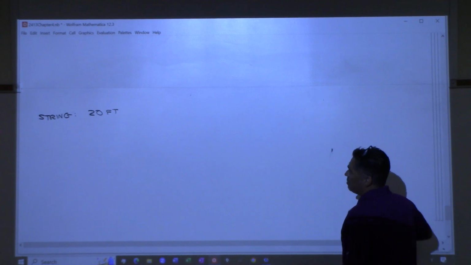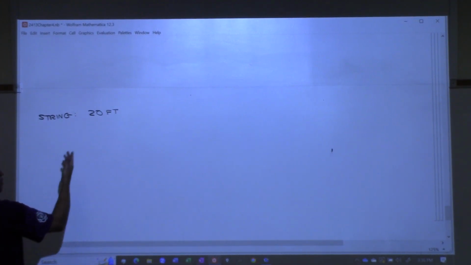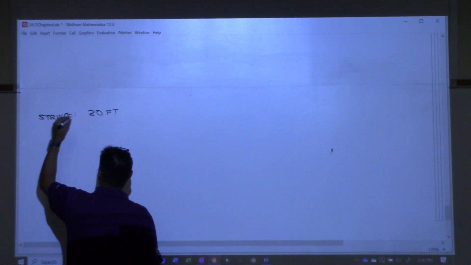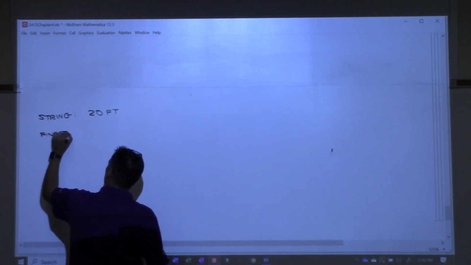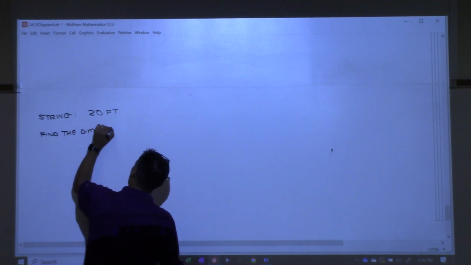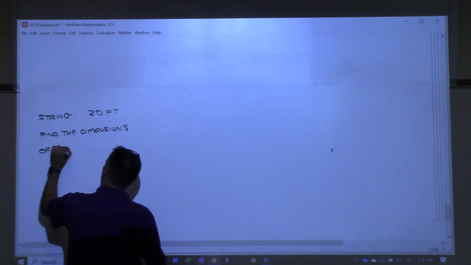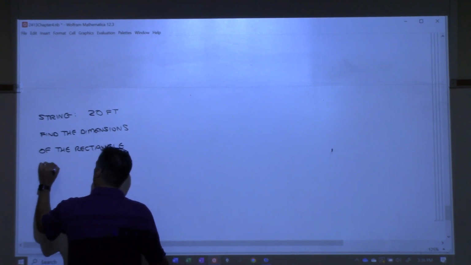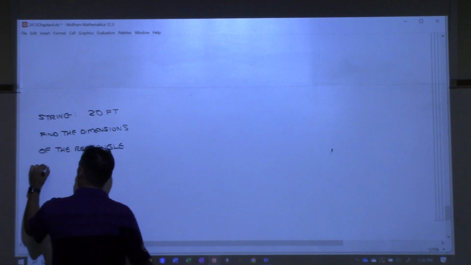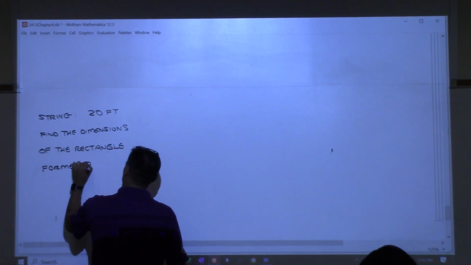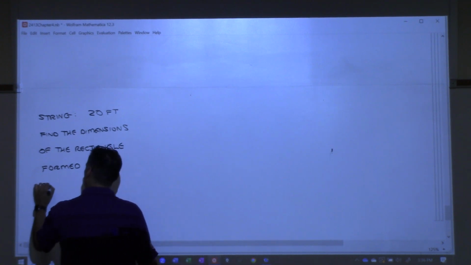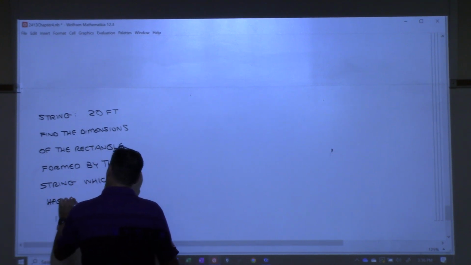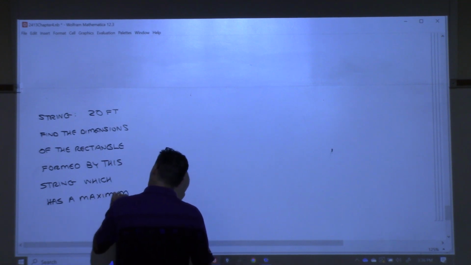Okay, so let's now frame this problem more in a general sense. We have 20 feet of string, all right? Here's the question, the way it's going to appear to you in like a test. You have 20 feet of string. Find the dimensions of the rectangle formed by this string, or formed by the string, which has a maximum area.